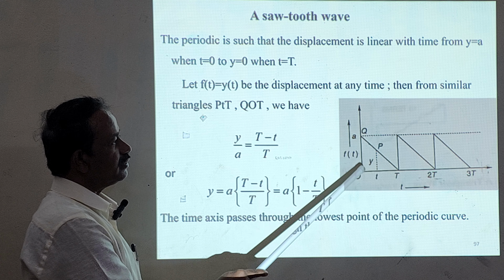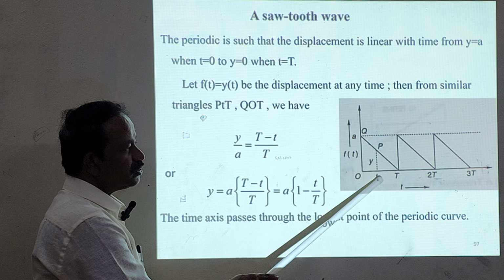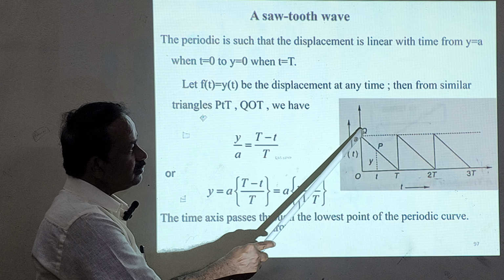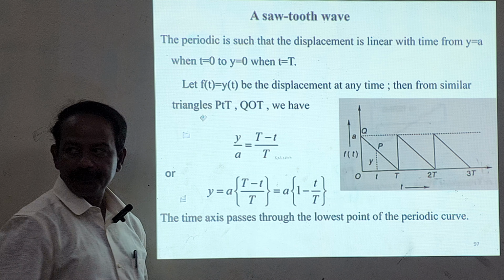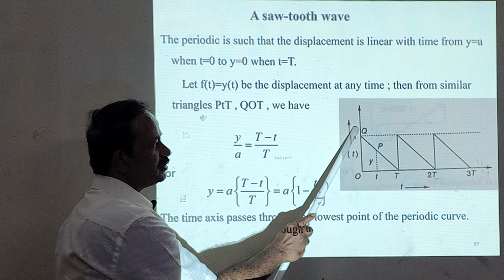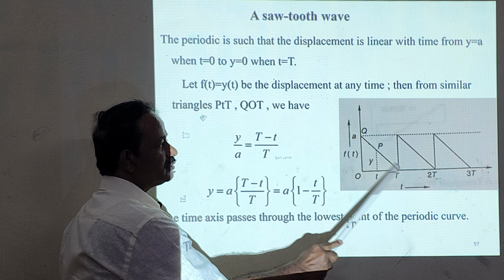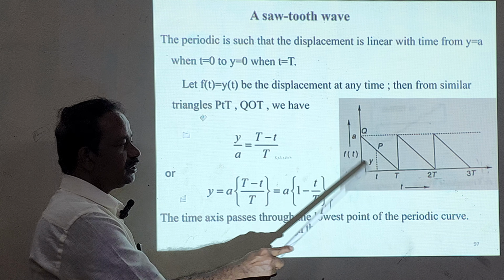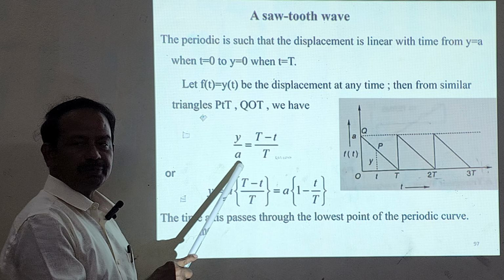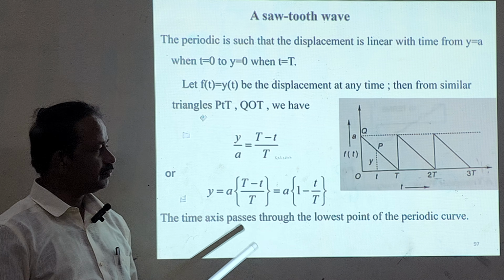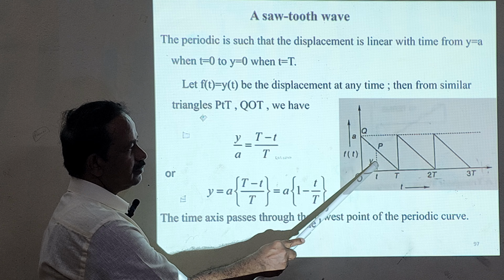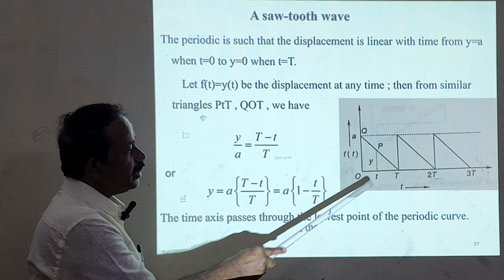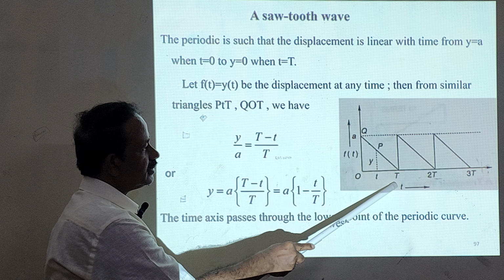So consider two triangles. One is P, small t, capital T. This is one small triangle. Then another triangle is QOT. See, we have two triangles. One is this triangle and another one is this triangle. Out of these two similar triangles, we can have y by A equals T minus t by T. Here you have y, this is your A. So y by A, and you have T minus t.